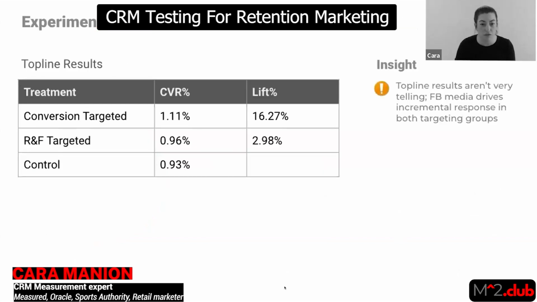So here's the results at the top line. You've got your control group. Conversion targeted, we got a 1.11 conversion rate. RNF, we got a 0.96. Control group, we got 0.93. When you compare those to the control group, we zoomed into these results like we talked about, and we pulled out which segments were working for each of the different targeting types, so we could come up with the optimal contact strategy, and that's what they could put into market.